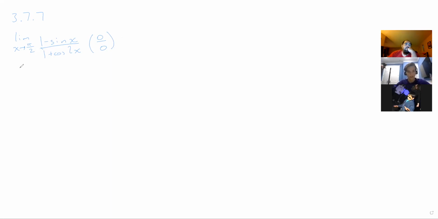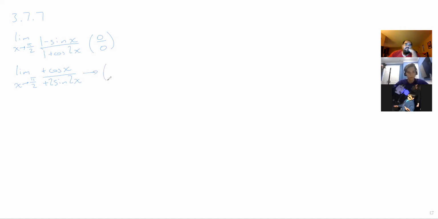So then you want to get the derivative of the entire thing. So the derivative of that would be negative cosine x over negative 2 sine 2x. Yeah, and it just becomes positive. And then from there, I plugged in pi over 2 and I got negative 1 over 2 times 0, which is incorrect because that's not what the answer is. So you got negative 1 over 0, essentially? Yeah.